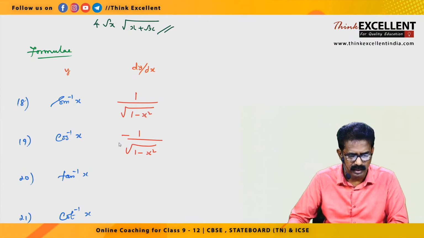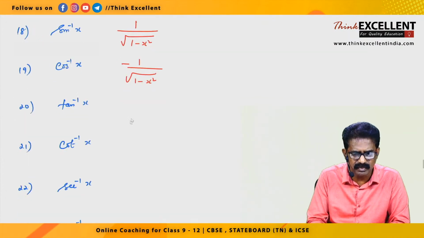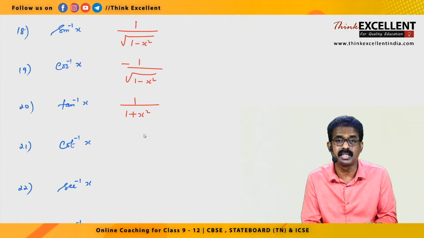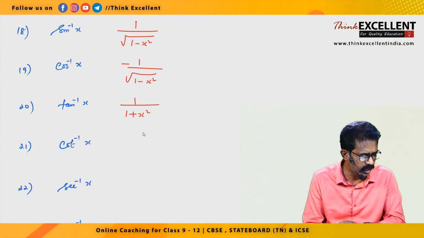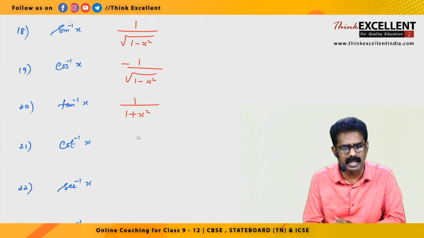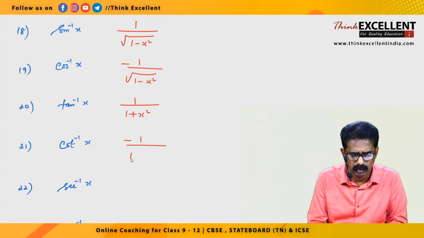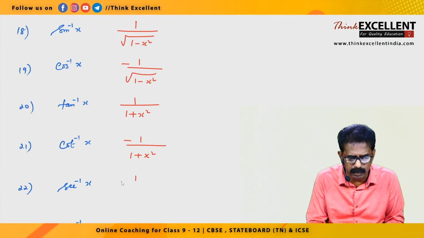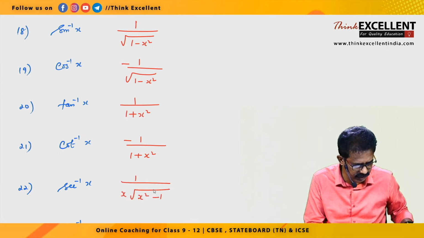Okay, now next, tan inverse x. The derivative of tan inverse x is 1 by 1 plus x square. If you know tan inverse x, then cot inverse x is the same thing, just you put a minus. So minus 1 by 1 plus x square. Then secant inverse x is 1 by x into root of x square minus 1. This is for secant inverse x.